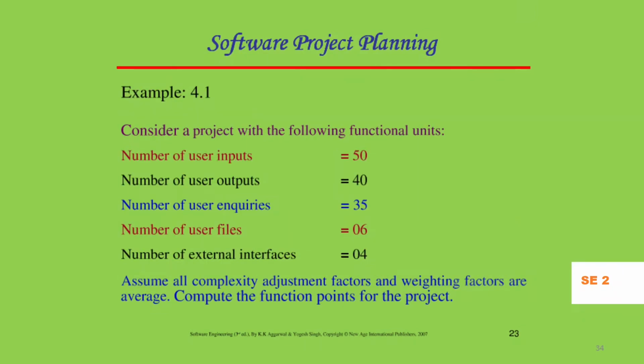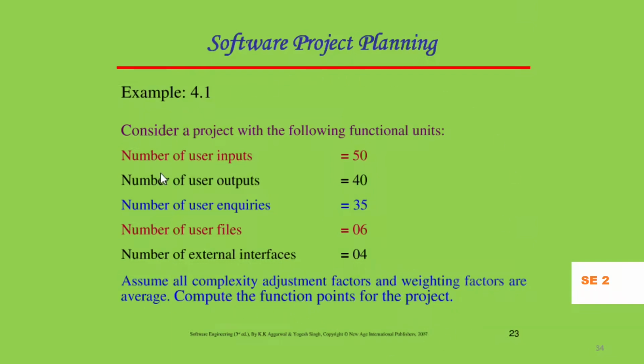So, for example, we have this example 4.1. Consider the project with the following functional unit. The number of input 50, number of user output 40, number of user inquiry 35, number of user files 6, number of external interface 4. Assume all complexity adjustment factor and weighting factor are average. And compute for the function point for the project.